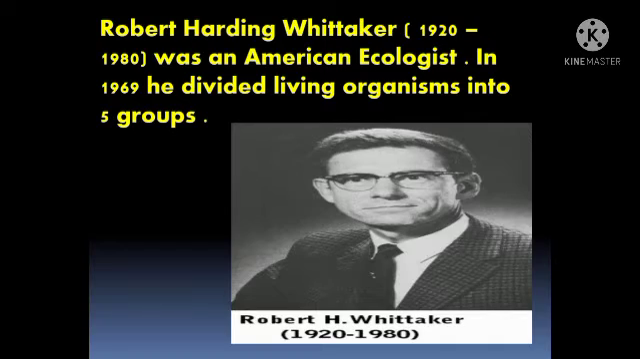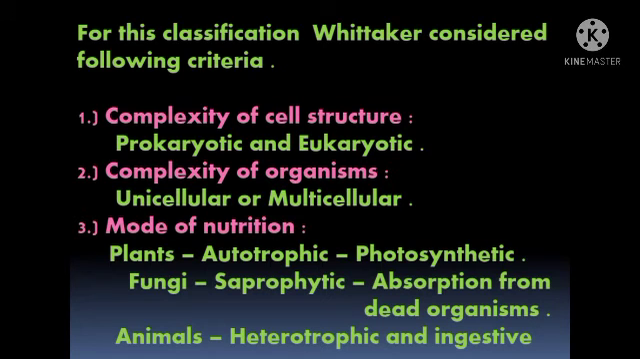So students, the process of dividing living organisms into groups and subgroups was first done by Robert Harding Whittaker, who lived from 1920 to 1980 and was an American ecologist. In 1969, he divided living organisms into 5 groups. For the classification, Whittaker considered the following 5 criteria. Let us study one by one.